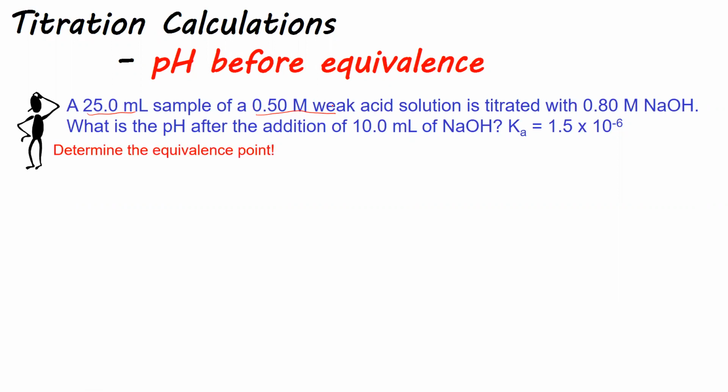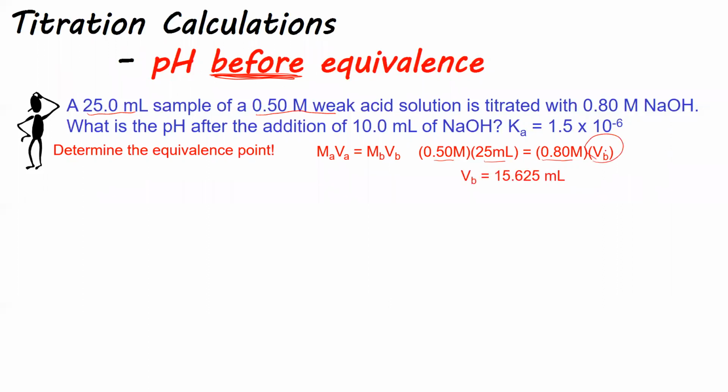So we want to know at what point we are in the titration. The first thing we really need to know is what the equivalence point is. I've already identified this as a calculation before the equivalence point, but we need to make sure that we know that because your questions won't be labeled. All right, so I use this equation, MAVA equals MBVB. So I plug in my acid concentration and volume, and I plug in my base concentration, and I'm going to solve for the volume of base that it takes to reach the equivalence point, and I get 15.626.